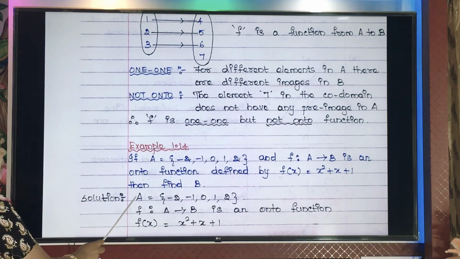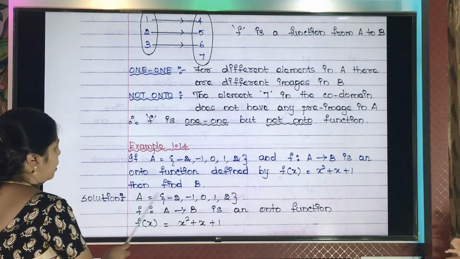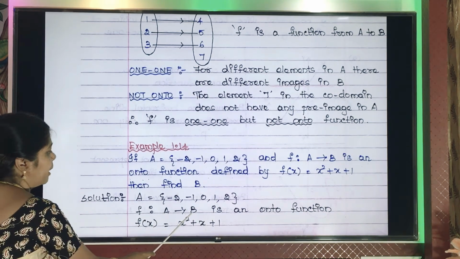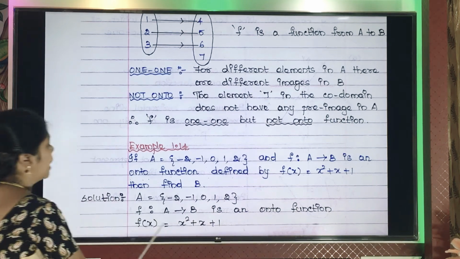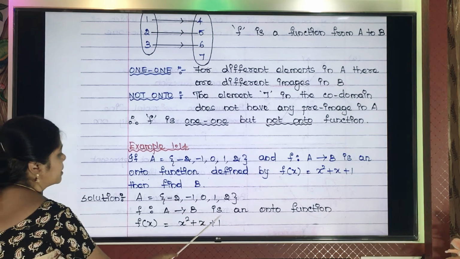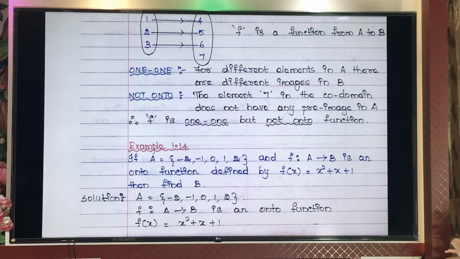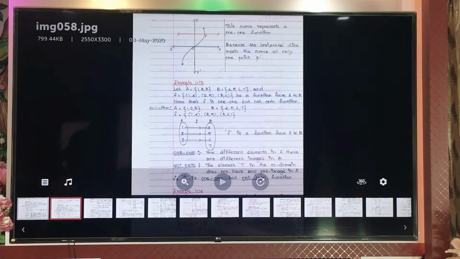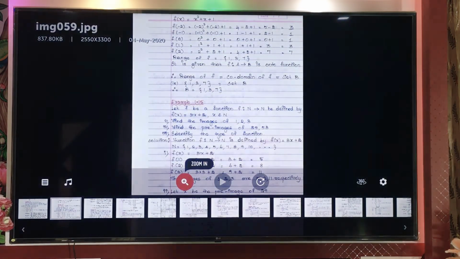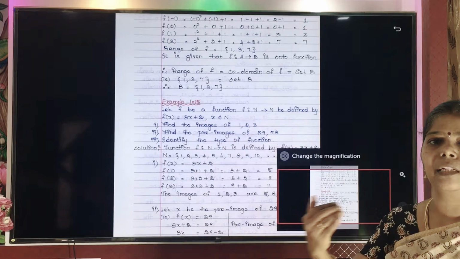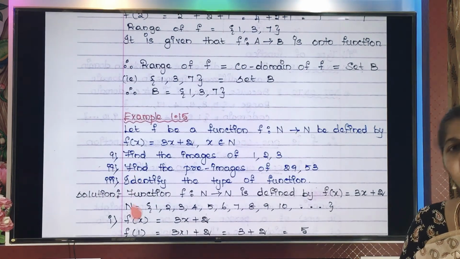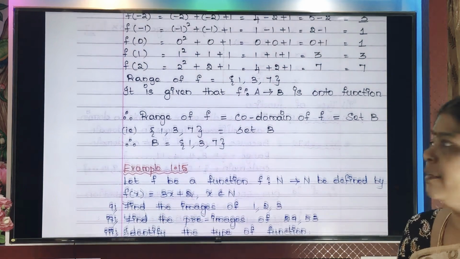First write the set of elements belonging to set A, and write that f is a function from A to B, and this is an onto function, and you can write the function also: f(x) = x² + x + 1. Now let me see how to do that. They have given the elements of set A, isn't it? So what we need to do is take those elements, substitute in the given function, and then we can get the elements of set B.